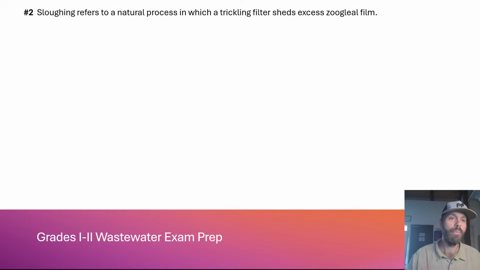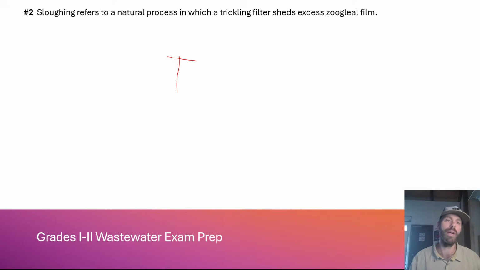Number 2, sloughing refers to a natural process in which a trickling filter sheds excess zooglial film. Give you a couple seconds to mull that one over, true or false. This one is true. Sloughing. You should know about sloughing. It's just a natural thing that happens.